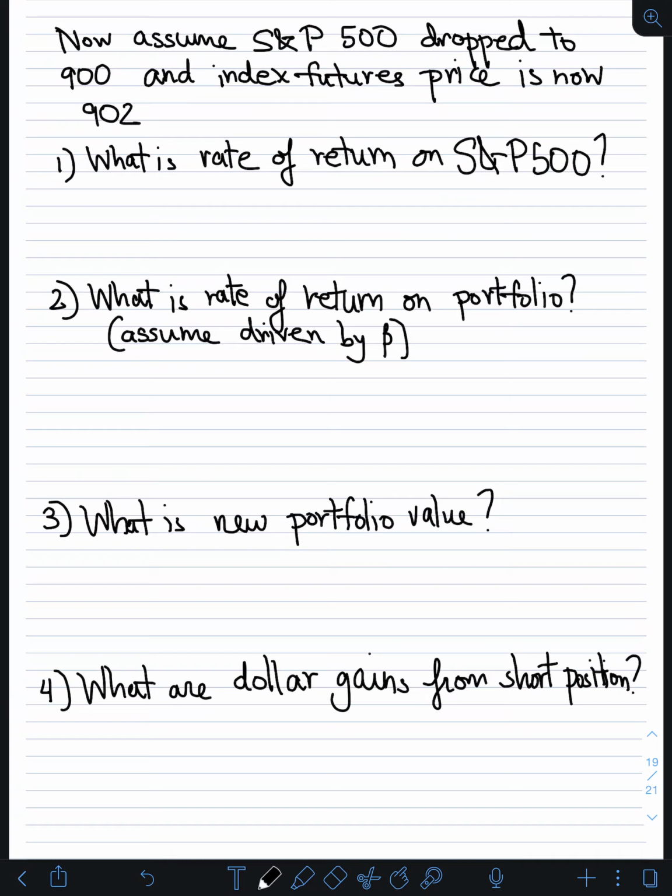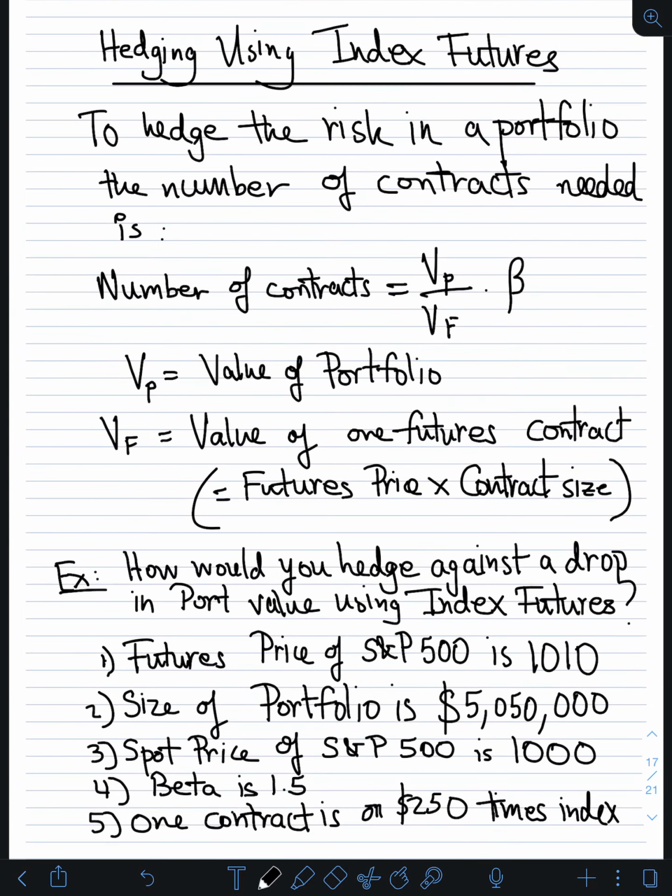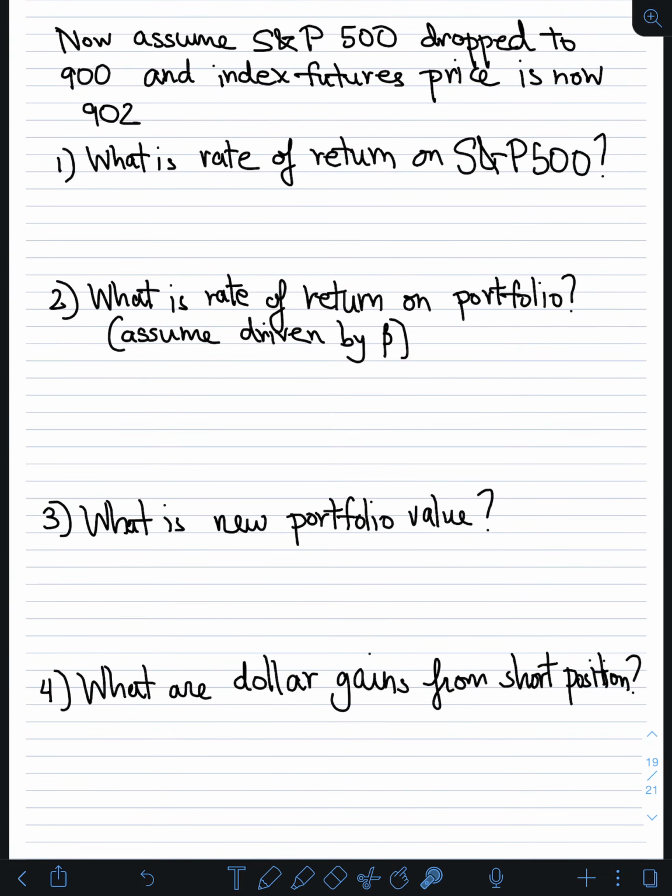So let's think about some more questions associated with that, just to guide us through the process of how we're going about it. Now let's assume that the S&P 500 dropped to 900, and the new index futures price is 902. We started out with an S&P 500 of 1,000 and the futures price of 1010. Now the S&P 500 is 900, and the futures price is 902.